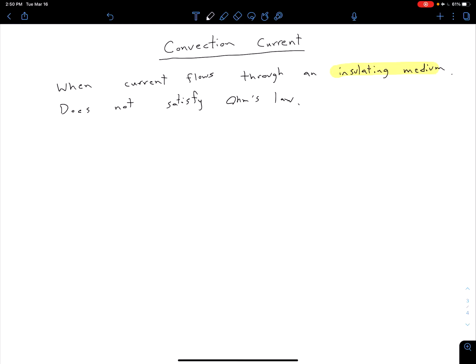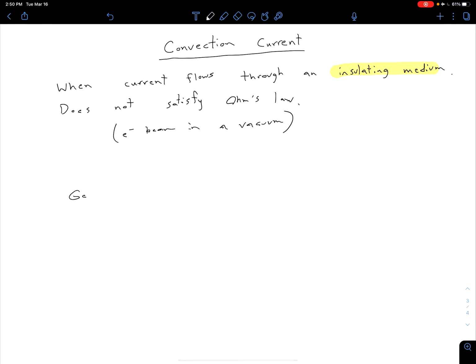An example of this would be, for instance, an electron beam in a vacuum. And you might be asking yourself, well, if we can't use Ohm's law, how are we going to even talk about current? It turns out that we can go back to a more general equation.